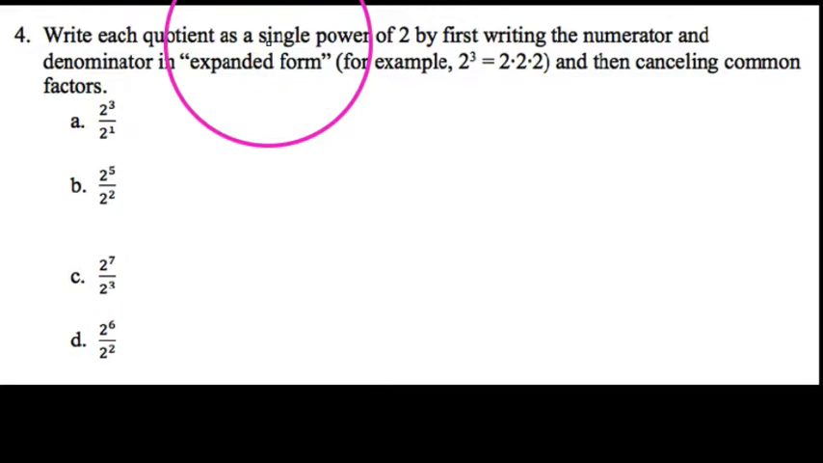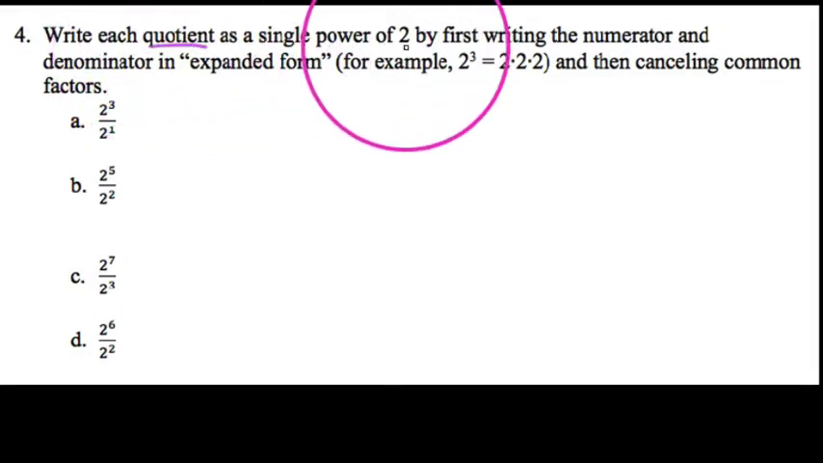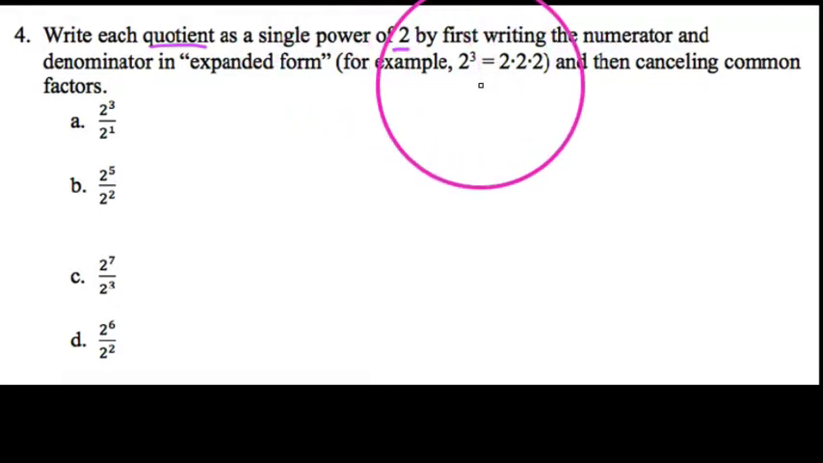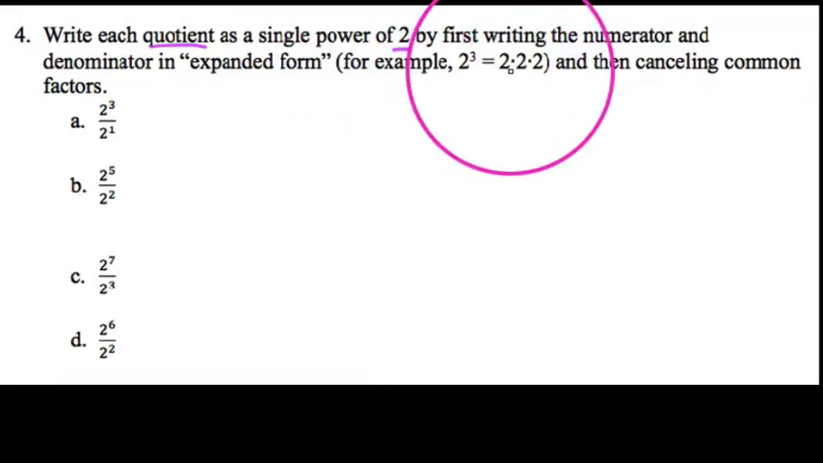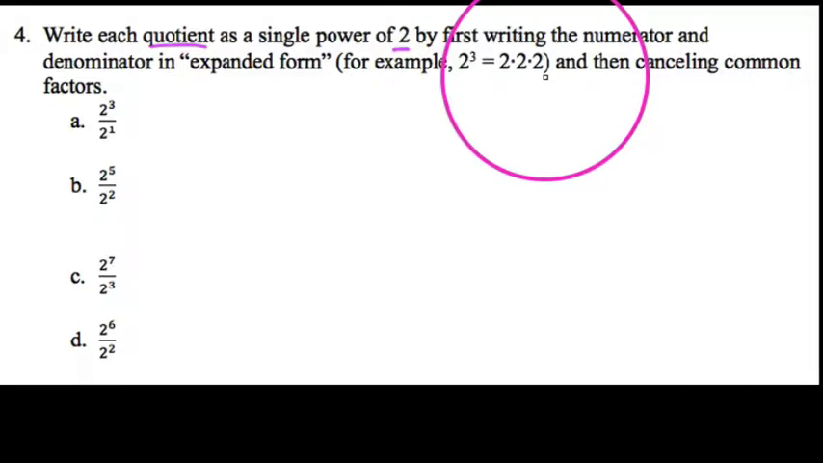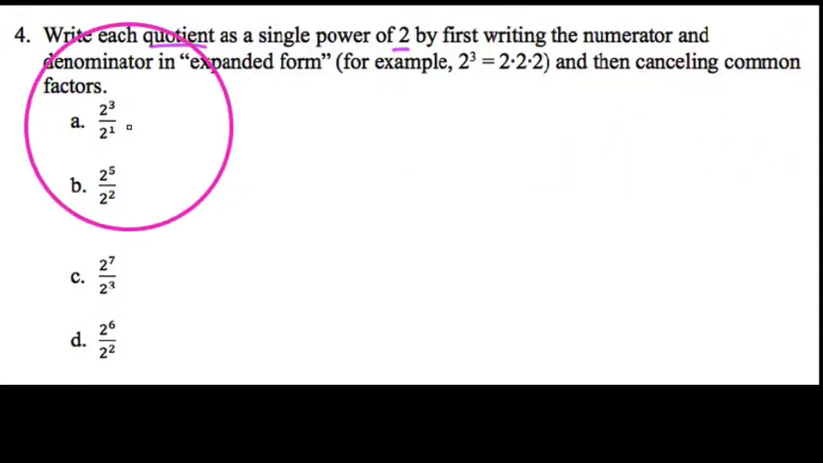Up here it says write each quotient, which is a division problem, as a single power of 2 by first writing the numerator and denominator in expanded form. So for example, if 2 to the third power, then we'll change it to 2 times 2 times 2, and then we'll cancel out common factors. So let's take a look at this first one here.